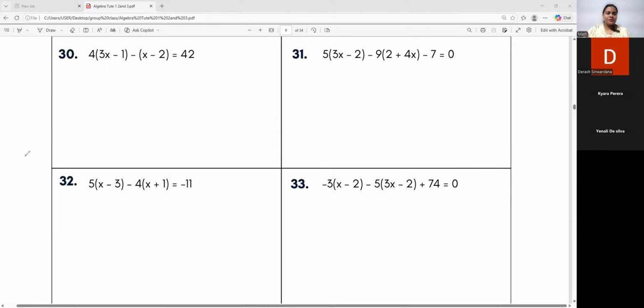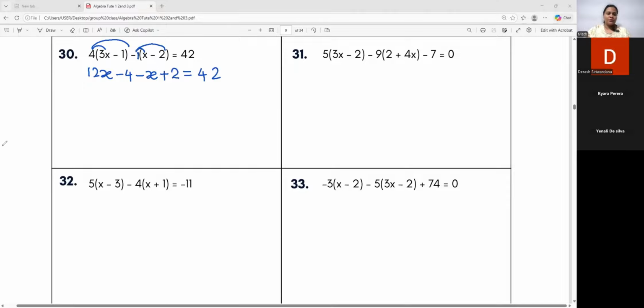Okay, miss. 30th one, remove the bracket. 4 times 3, 12x. 4 times minus 1, minus 4. Then multiply by minus sign. Minus sign means it's like minus 1. Multiply by minus 1. Minus 1 times x, minus 1x. Minus 1 times minus 2, minus times minus is plus 2, equals 42.